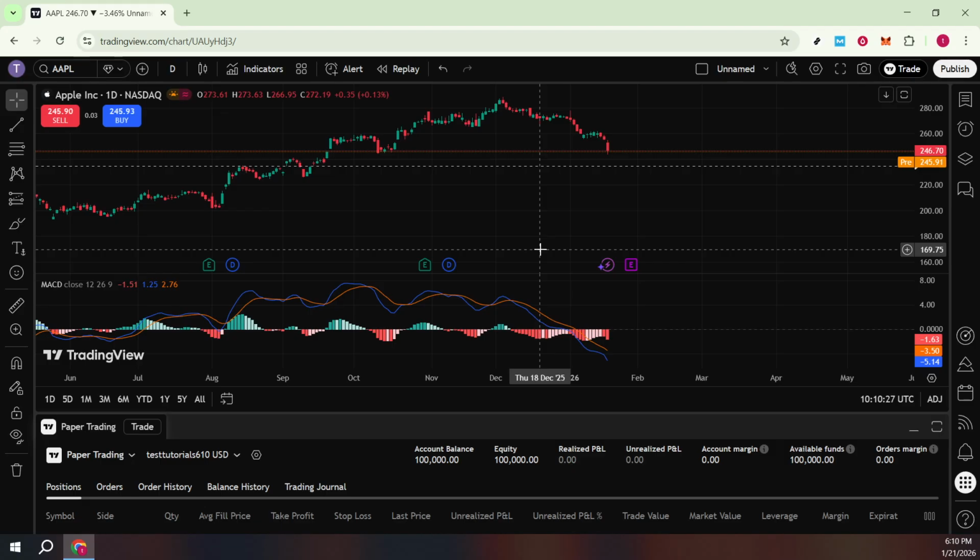To recap, open TradingView, click Indicators, search for MACD, select Moving Average Convergence Divergence, and read the MACD line, signal line, and histogram to gauge momentum and potential shifts. This is for educational purposes only, and it's wise to combine MACD with sound risk management and your broader strategy.